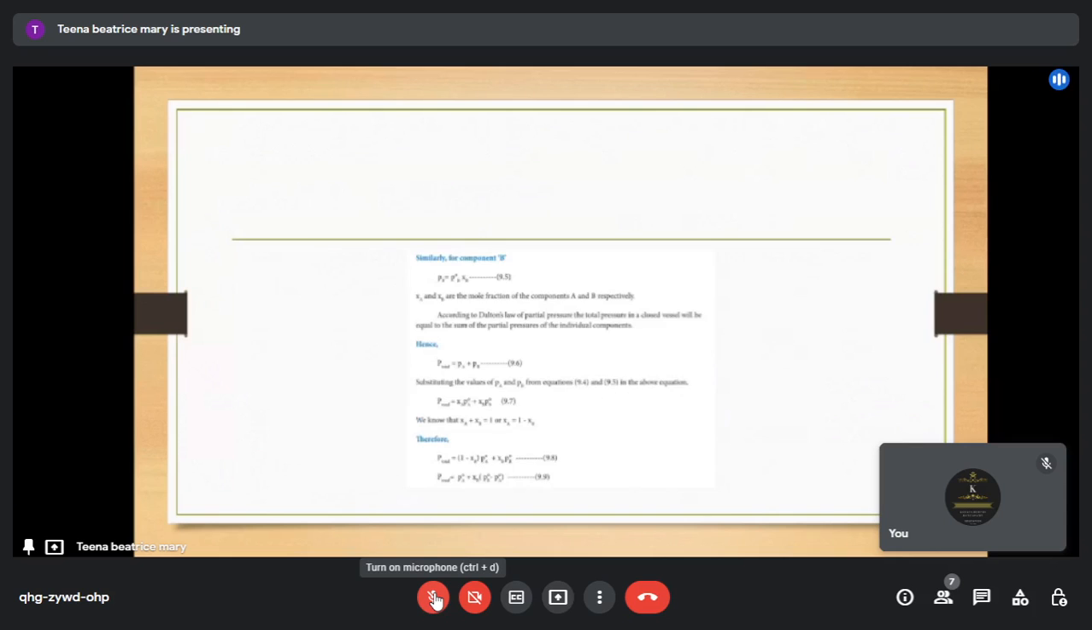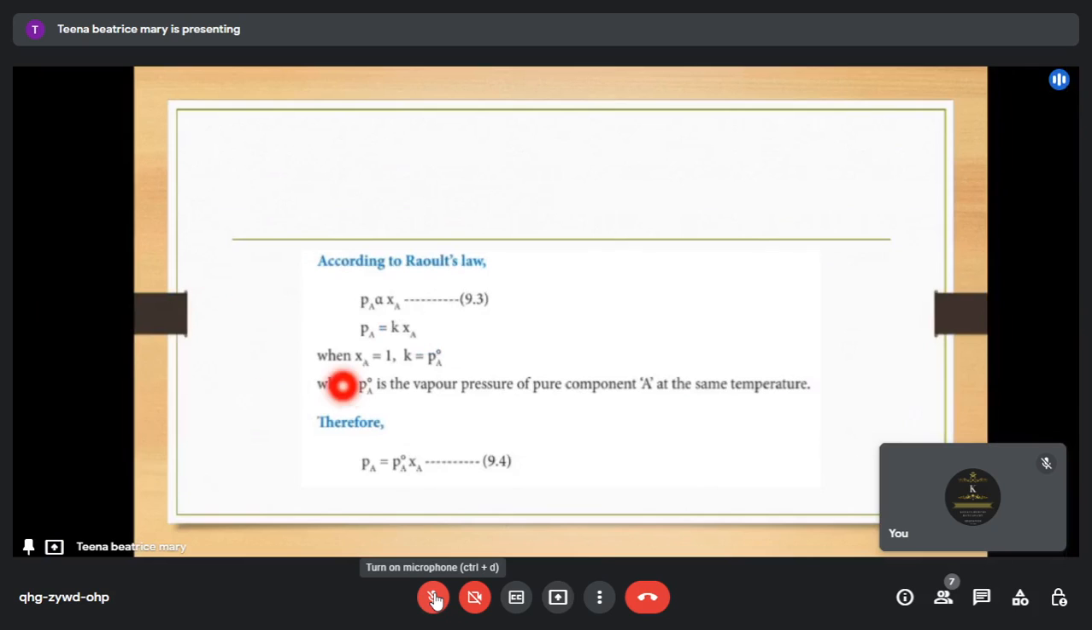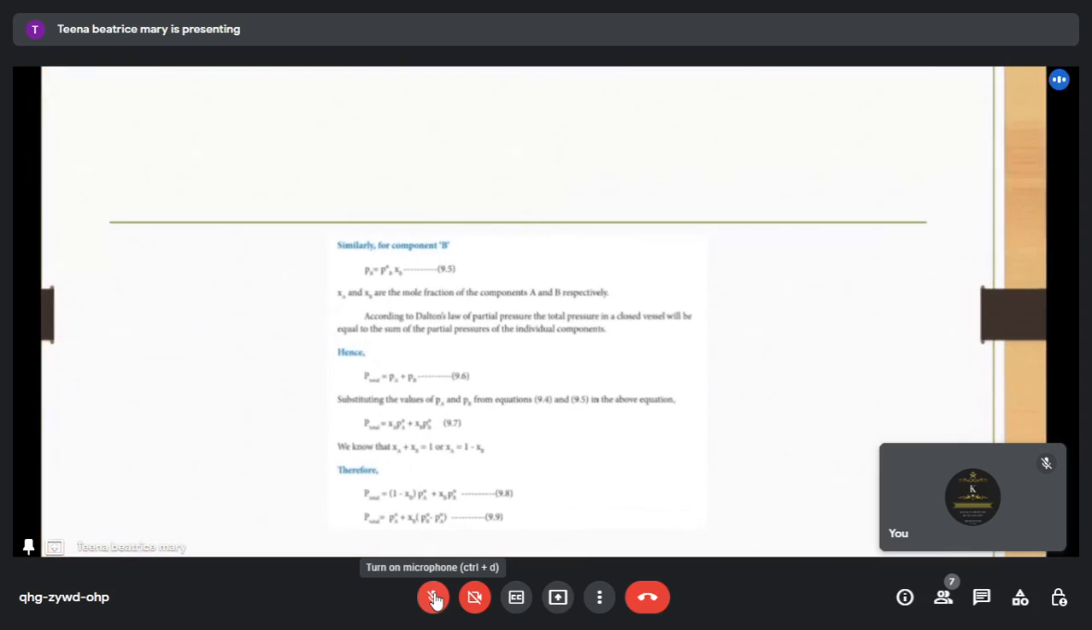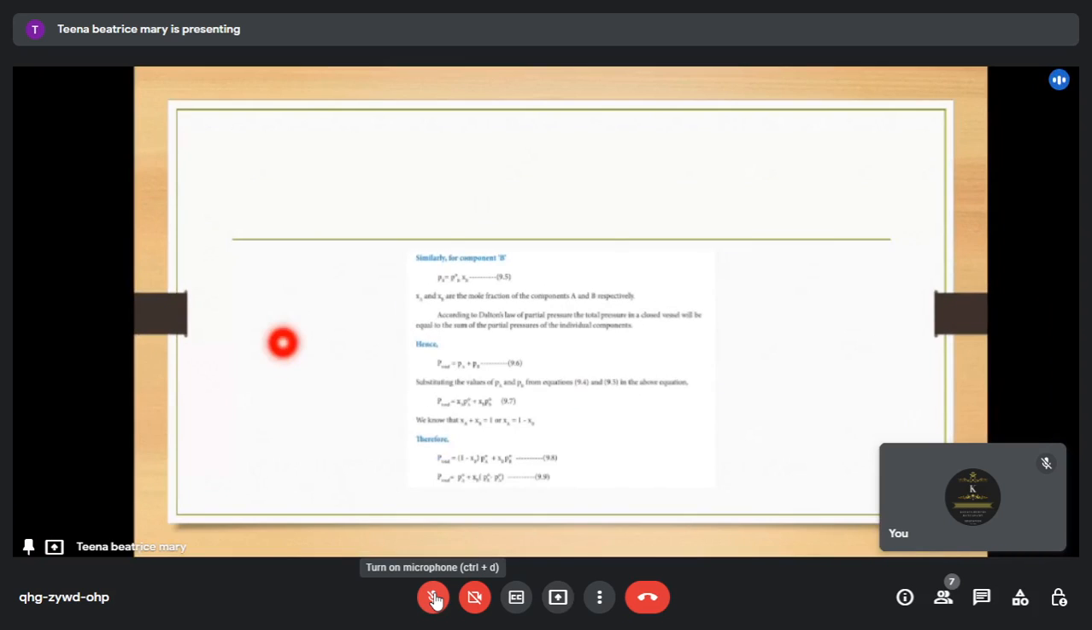So then what's going to happen? This is for component A. For component A, we have taken the pure one, that is, we have taken the solvent. So next we can go for component B. If we apply Raoult's law to component B, what we will be getting again is PB is equal to P naught B XB.